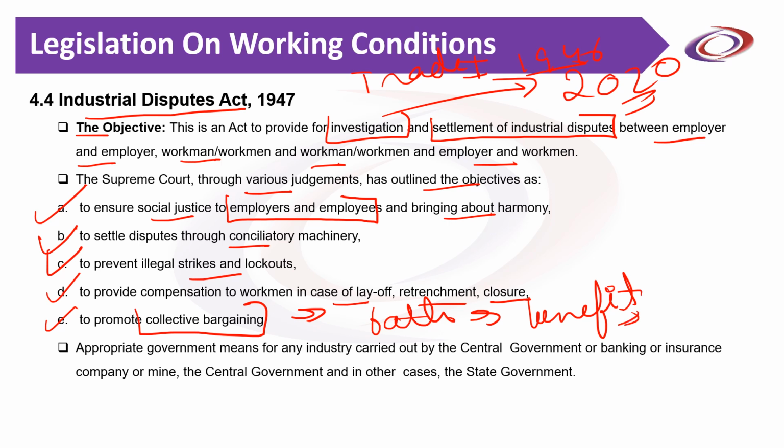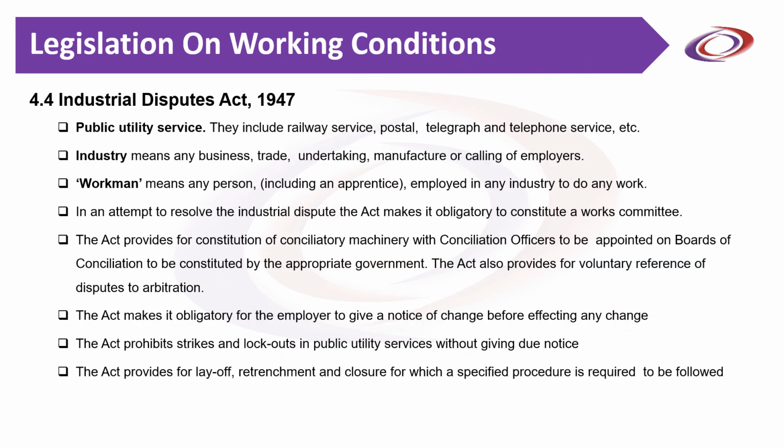Now, appropriate government means, for industry, the central government. Even the state governments in some cases have given out their own laws, their own guidelines. So it is related to the disputes that can occur in the organization. This act applies to public utility services like railway, postal, telegraph, telephone, or any area or department that the government sees fit. Then industry can mean any business, trade, undertaking, manufacturing. Again, the list is exhaustive. Workman means any person who is employed in the industry to do any work, any task that is appointed.